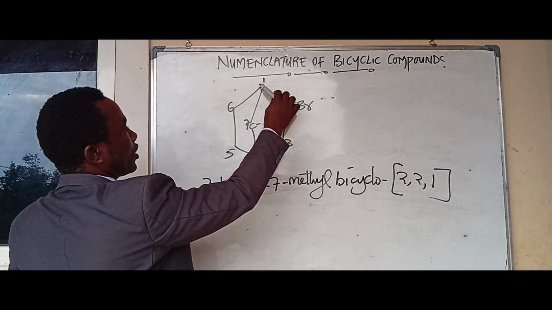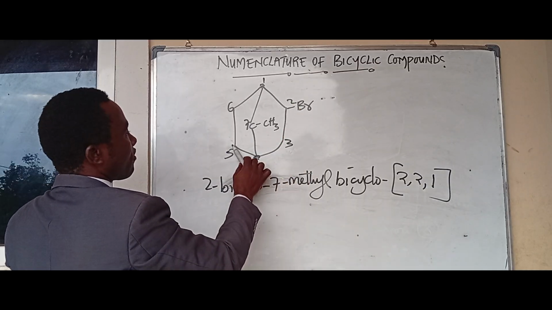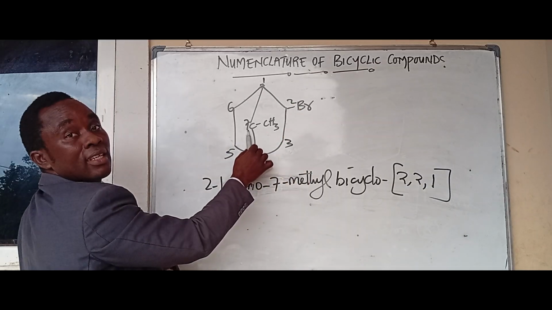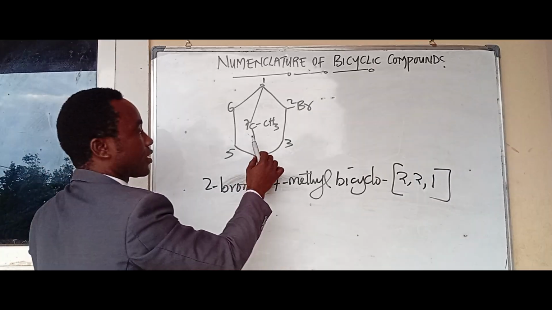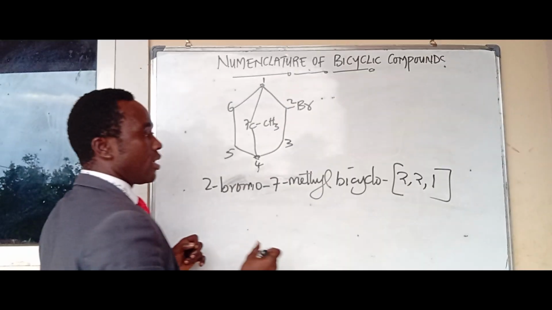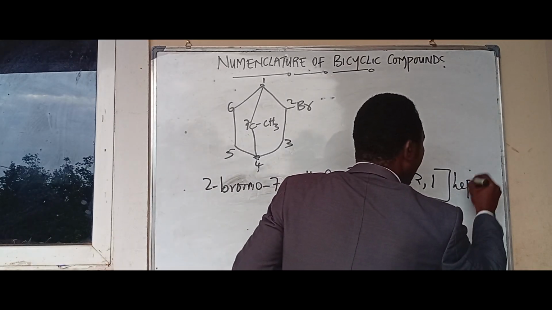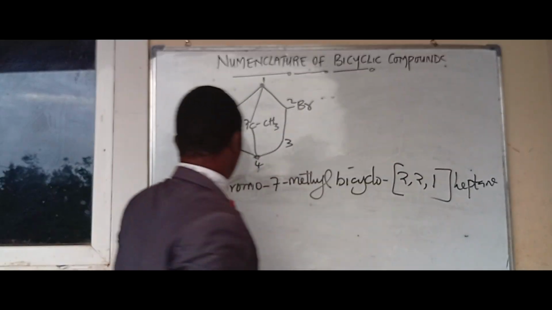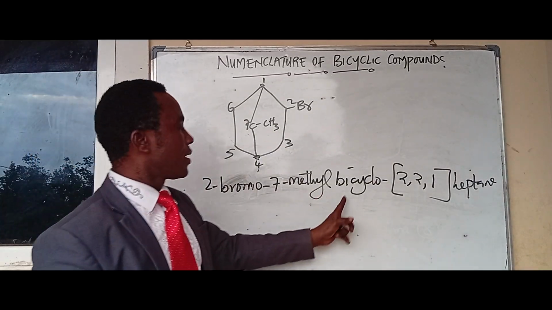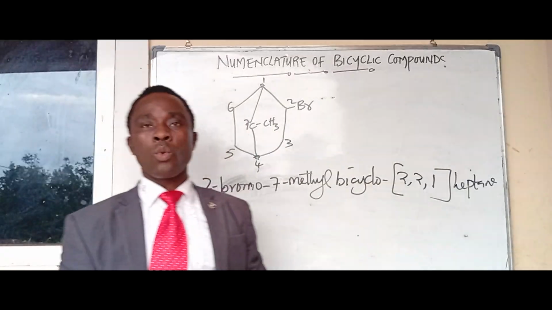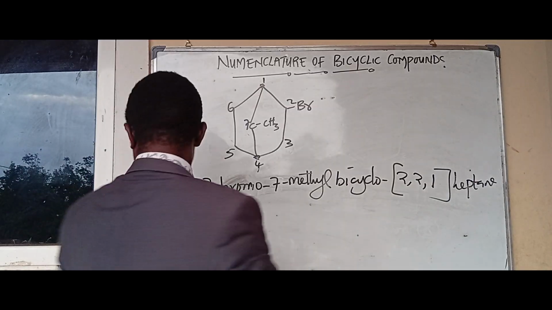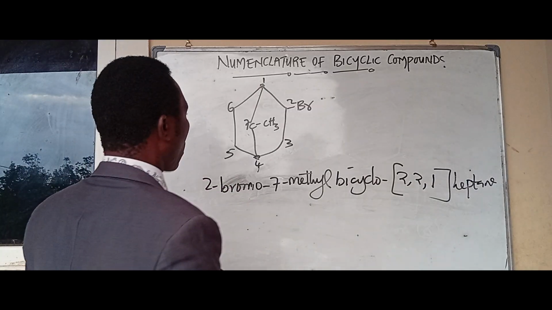Then what is the total number of carbon? The total number of carbon is 1, 2, 3, 4, 5, 6, and 7. You can't skip this carbon atom because it's not a substituent. So the total number of carbon is 7. And 7 is heptane. So the name of the compound is 2 bromo 7 methyl bicyclo 2 2 1 heptane. So that is the name of that compound.